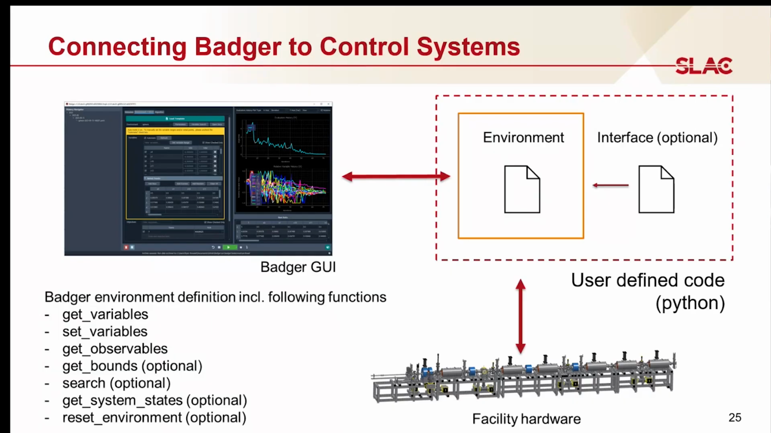And then there's an additional set of optional parameters that allow you to, for example, search through the thousands of potential variables that could exist on a system, getting the bounds of those variables, mainly convenience functions.